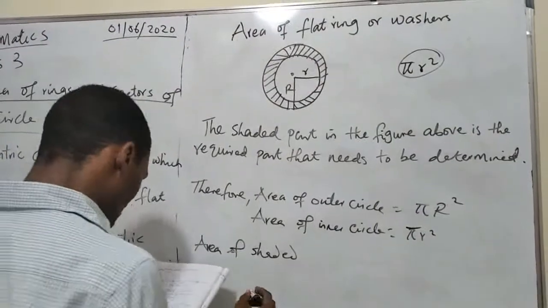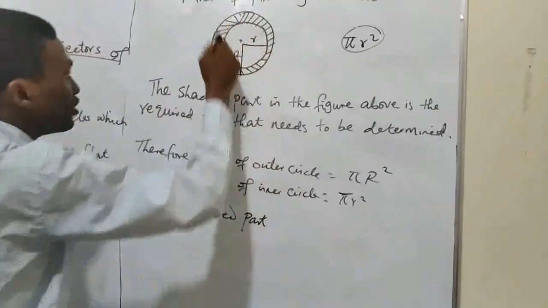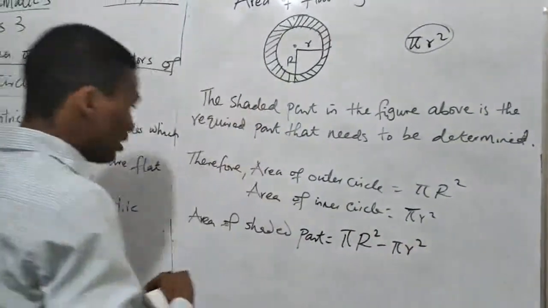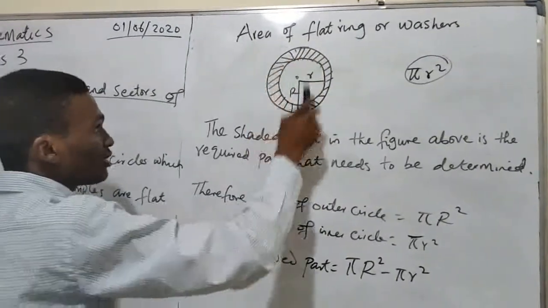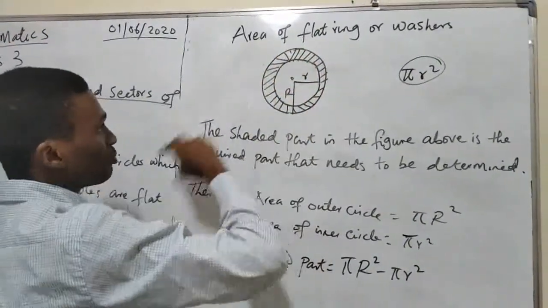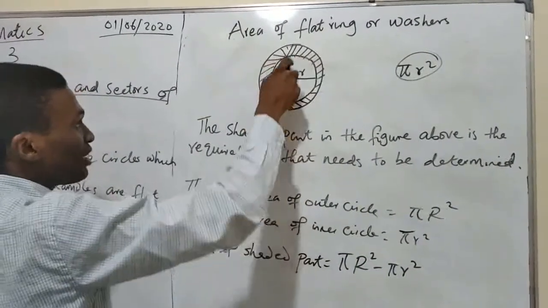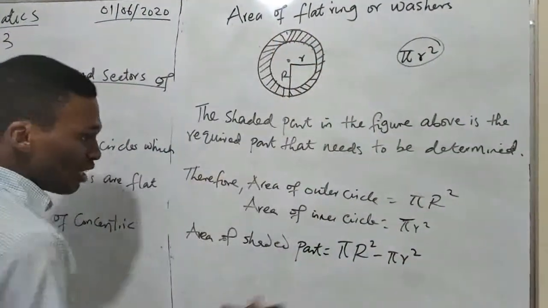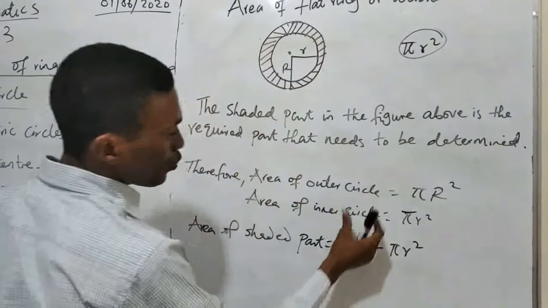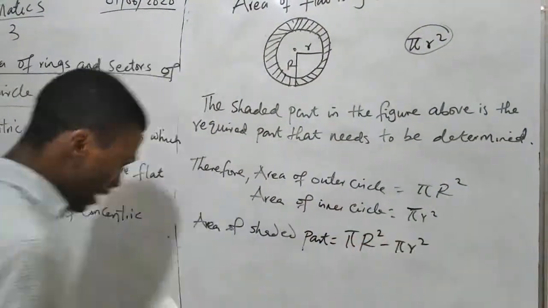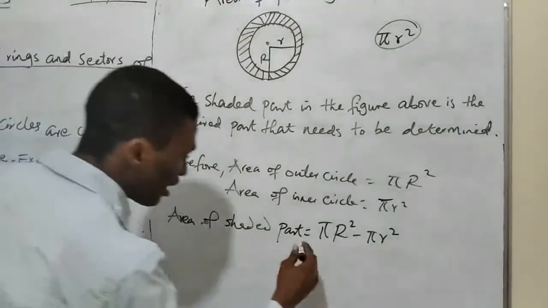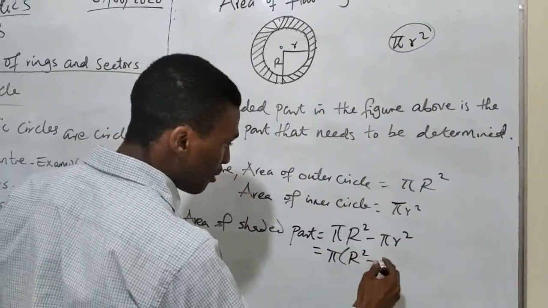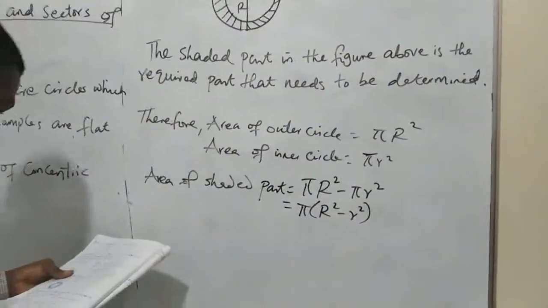So the area of our shaded part, the area of this region, will be pi R squared minus pi r squared. To get the area of this shaded part, we find the area of the bigger circle and subtract the area of the smaller circle. For the bigger one we have the big R, and for the smaller circle we have the small r. If we factorize this, since we have pi common to both, we have pi into bracket big R squared minus small r squared.